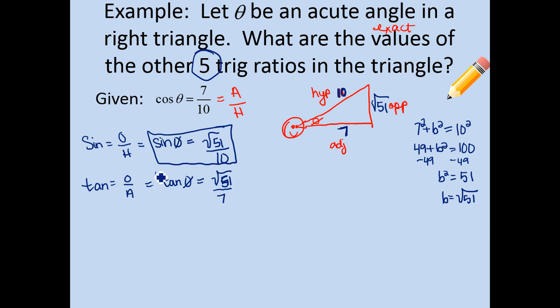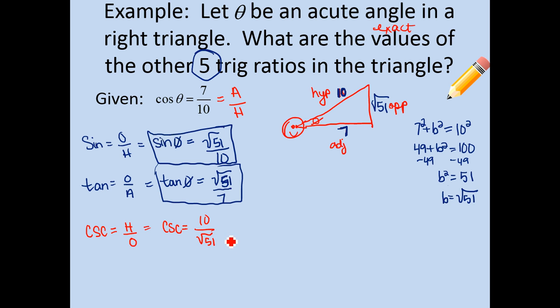Okay, so that's the next one we know. Okay, now we have to do the other 3. So we have to bring our resources back and try to remember what those new ones are. Well, first there's the cosecant, and cosecant is hypotenuse over opposite. So cosecant would be 10 over the square root of 51.